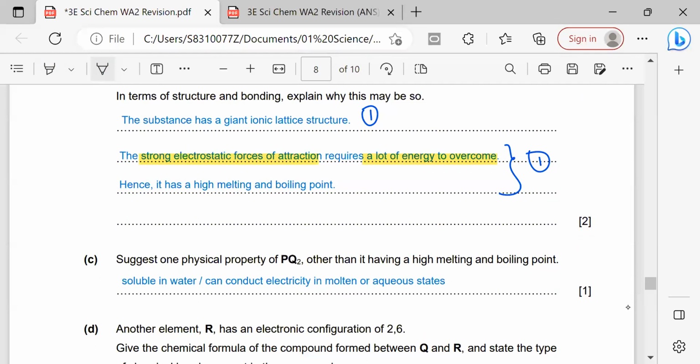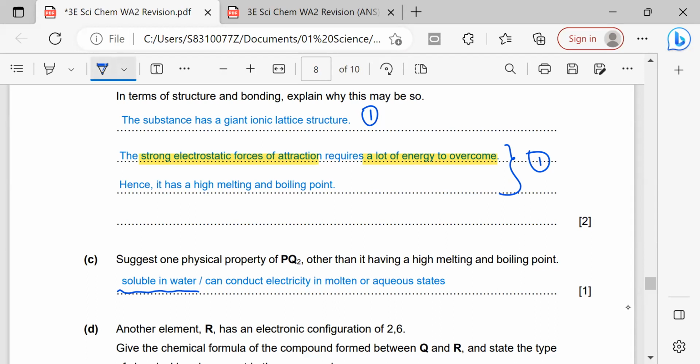Okay. Now for part C, what is the other physical property of PQ2 other than it having a high melting and boiling point? Because this is an ionic compound, altogether we have learned 4 properties. So 3 are featured here. Of course, the first one is high melting point, boiling point. This is another property that you can write down, soluble in water.